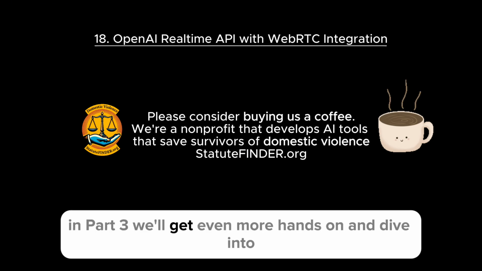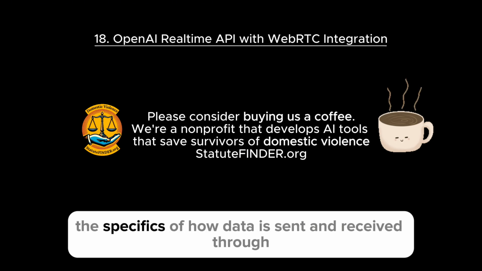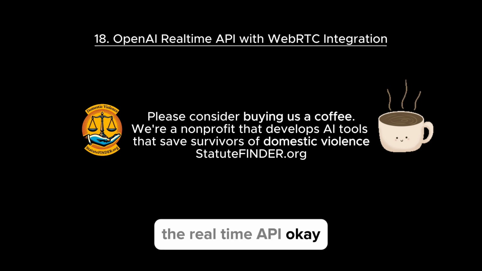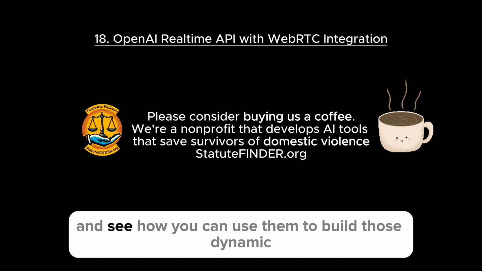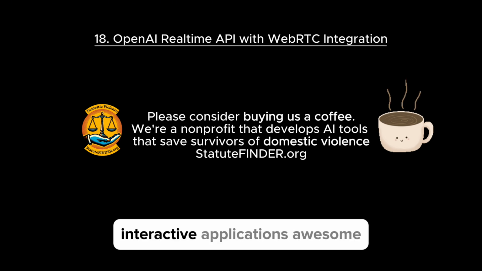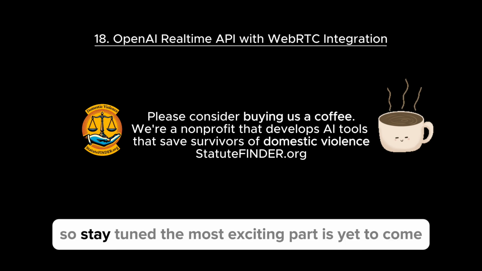In part 3, we'll get even more hands-on and dive into the specifics of how data is sent and received through the real-time API. We'll look at the different types of events, those messages we've been talking about, and see how you can use them to build those dynamic interactive applications. Awesome. So stay tuned. The most exciting part is yet to come.